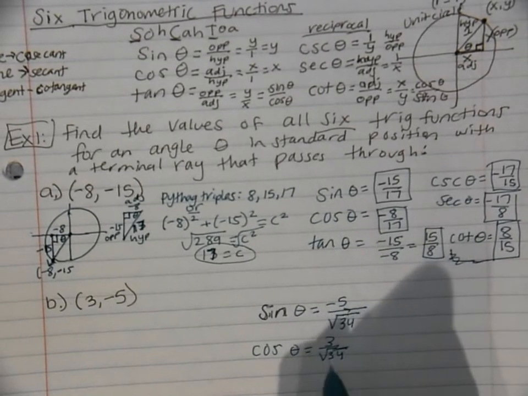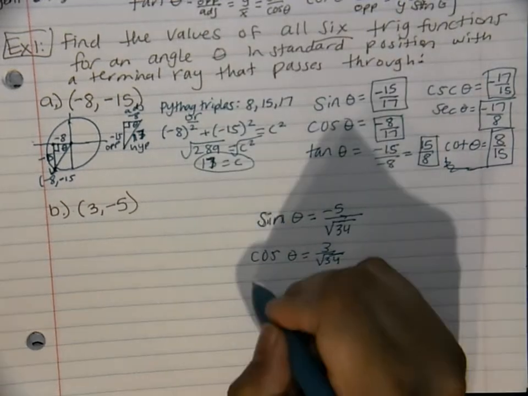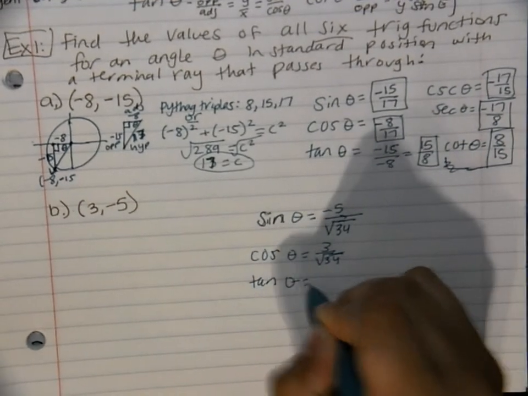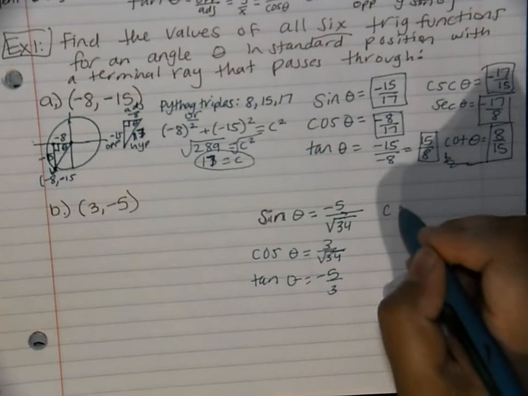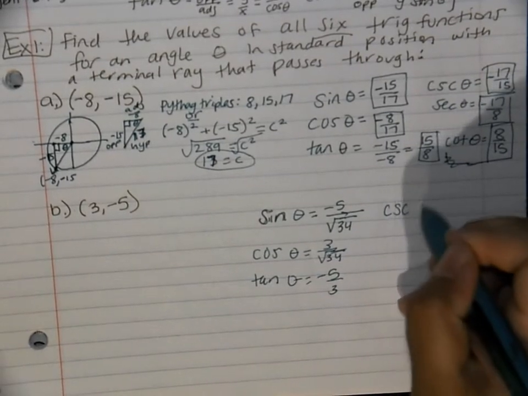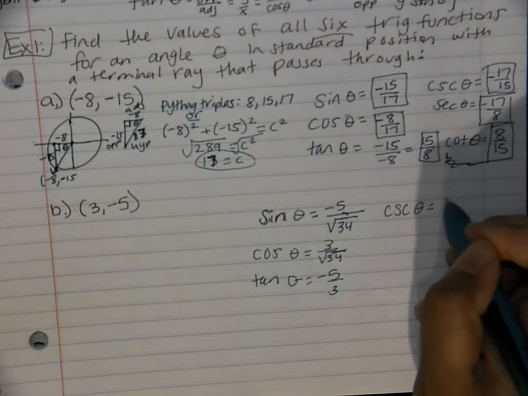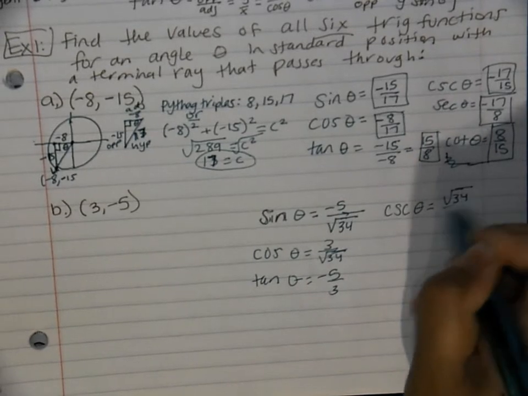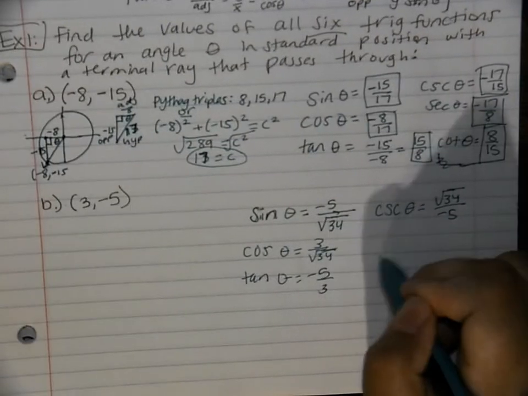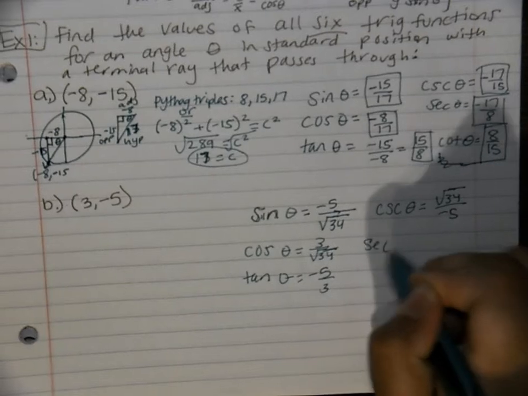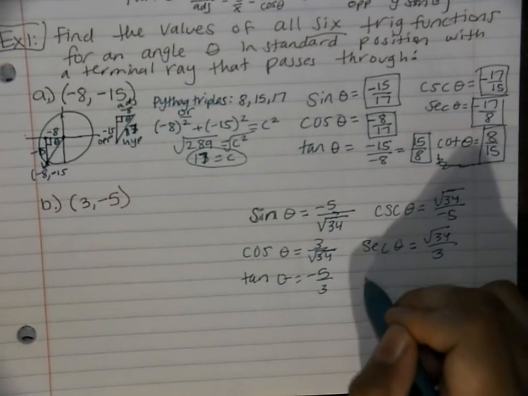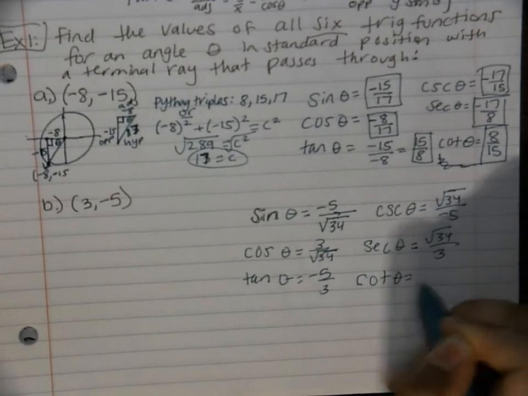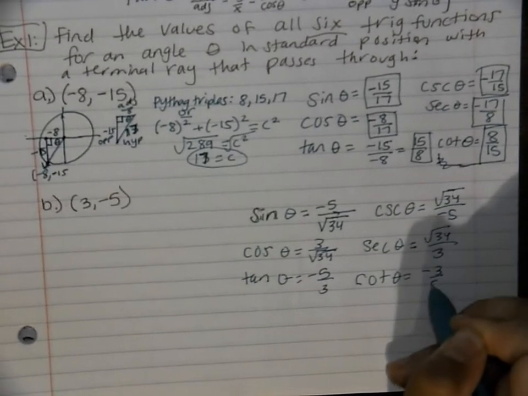So cosine theta is 3 over root 34. Then we had tan theta is -5/3. So those are the three trig functions. Here are the reciprocal trig functions. You just flip them upside down. So cosecant is square root of 34 over -5. Secant would be square root of 34 over 3. And finally, cotangent would be -3/5.